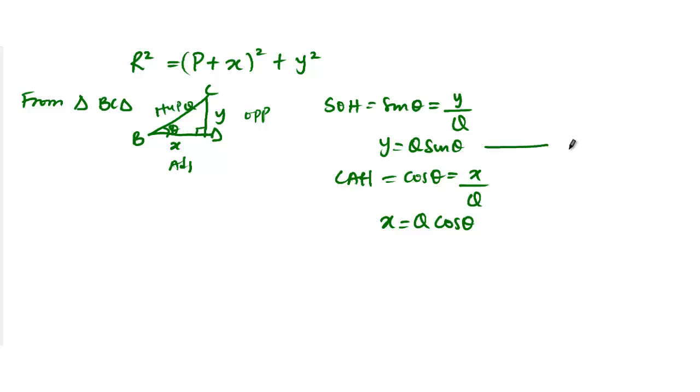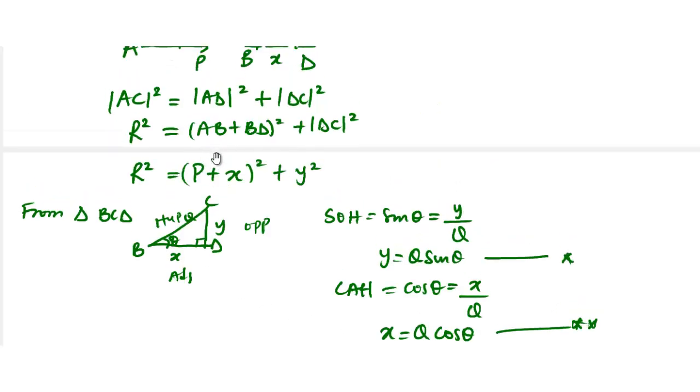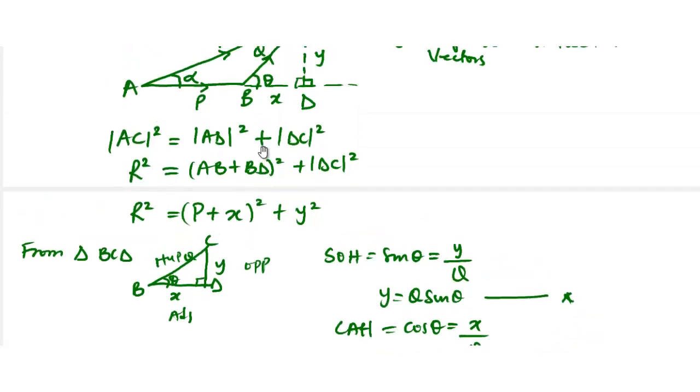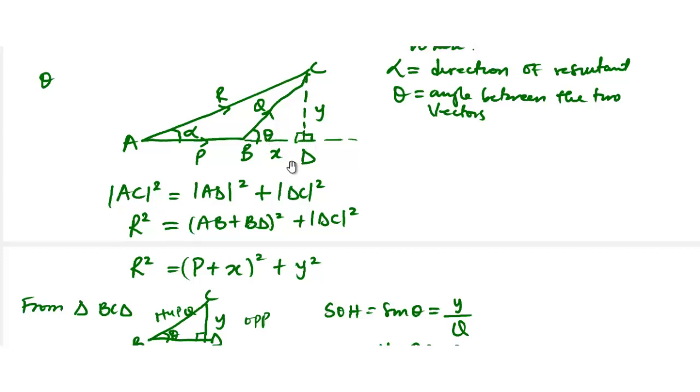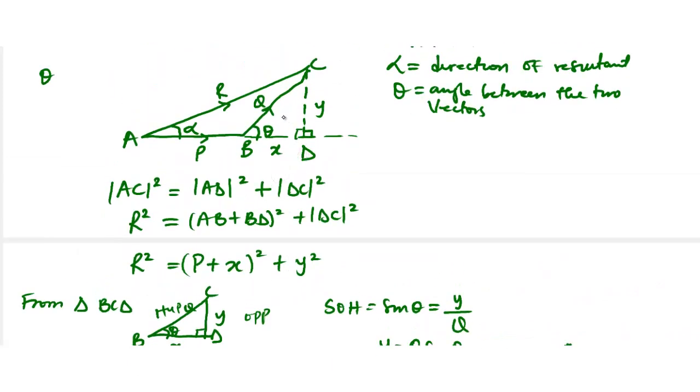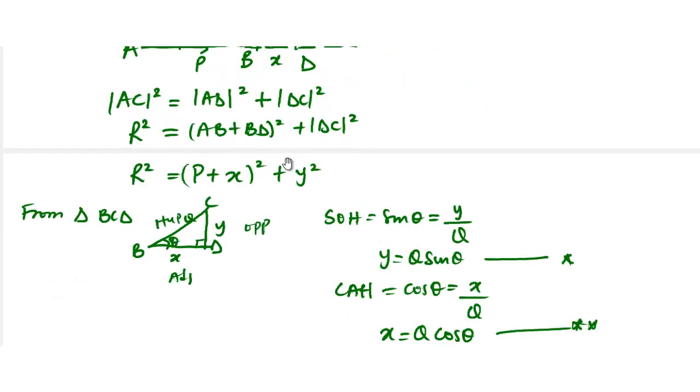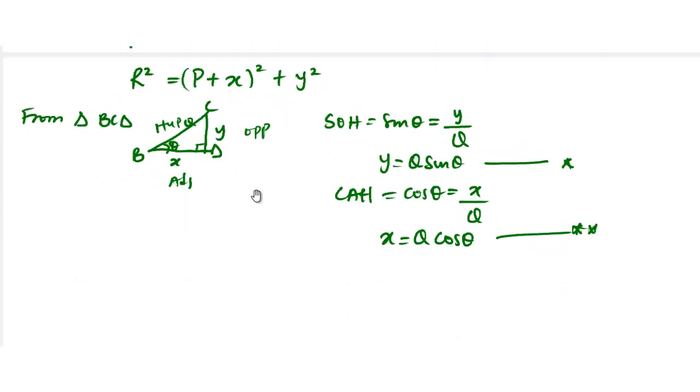So we know that this is y, I call it equation star, and x is equation star star. The purpose of this is we want to substitute it inside this equation. So the equation is not even far-fetched. And don't forget how we were able to get our x and y is from this particular smaller triangle here. So let's just plug it into this.